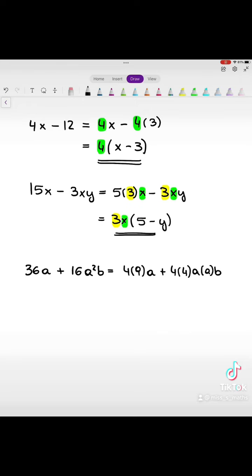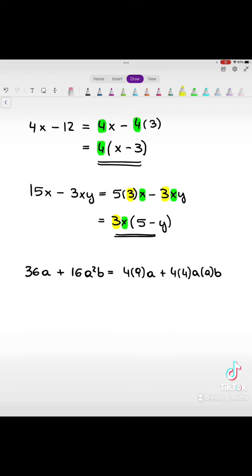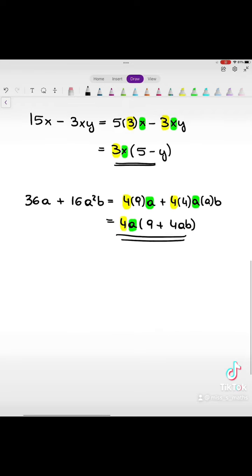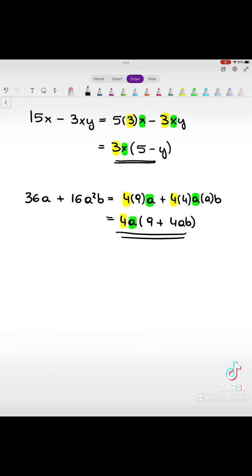Now, let's do 36a plus 16a squared b. 36 is actually 4 times 9, and 16 is 4 times 4. This is something I factorized there, and a squared is actually a times a. Again, we're going to highlight what they have in common. 4 and a comes up in both, and if I were to cover these up, all that's left is 9, a plus, 4, a, and b. Okay, so we're going to write that down, and again, we have the result of our factorization.